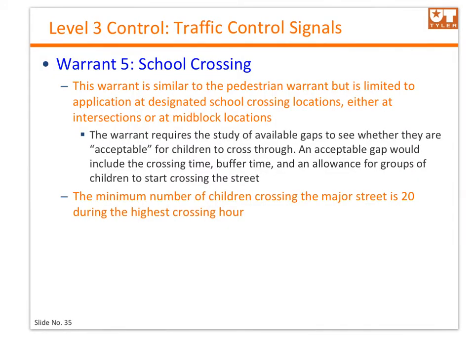So this warrant is very similar to the pedestrian warrant, but in this case it is very limited to the application at a designated school crossing location, either at intersections or at mid-block location. This warrant really requires the study of available gaps in order to see whether they are acceptable for children to cross through. That acceptable gap would include the crossing time, the buffer time, and also an allowance for groups of children to start crossing the street. The minimum number of children crossing the major street is typically about 20 during the highest crossing hour.